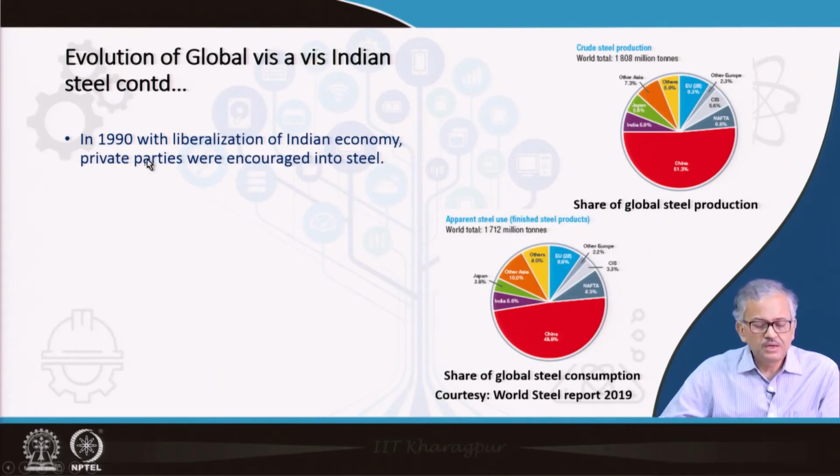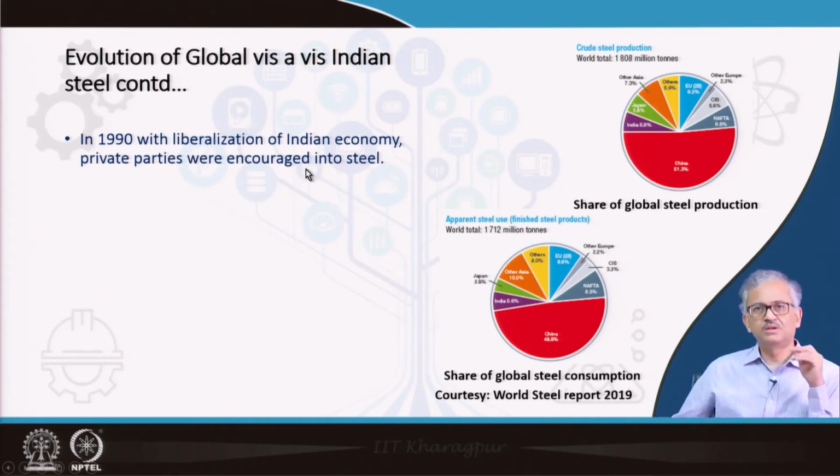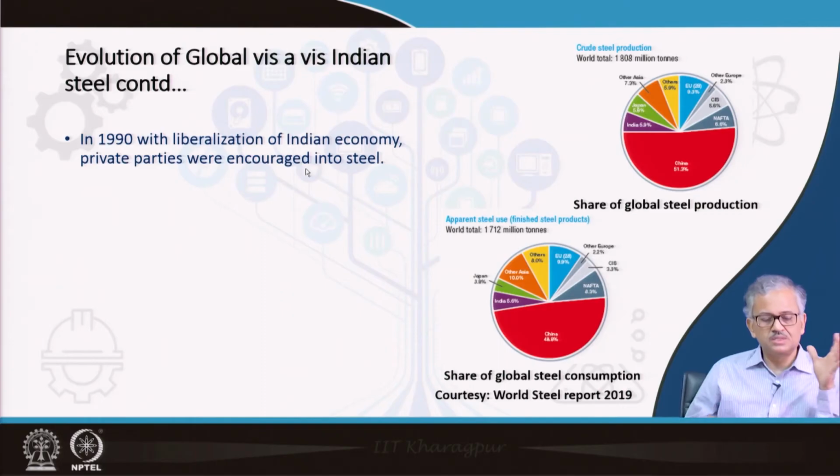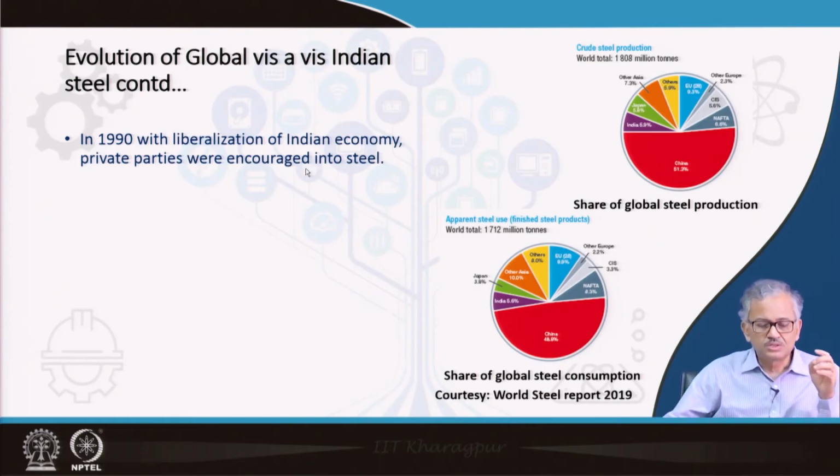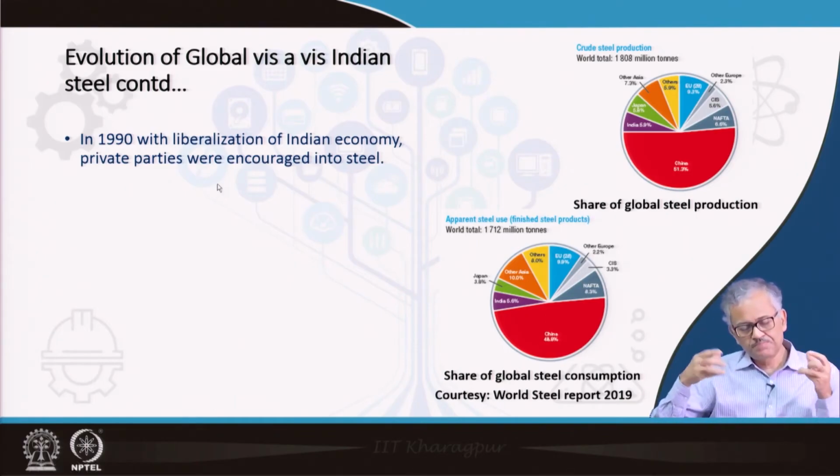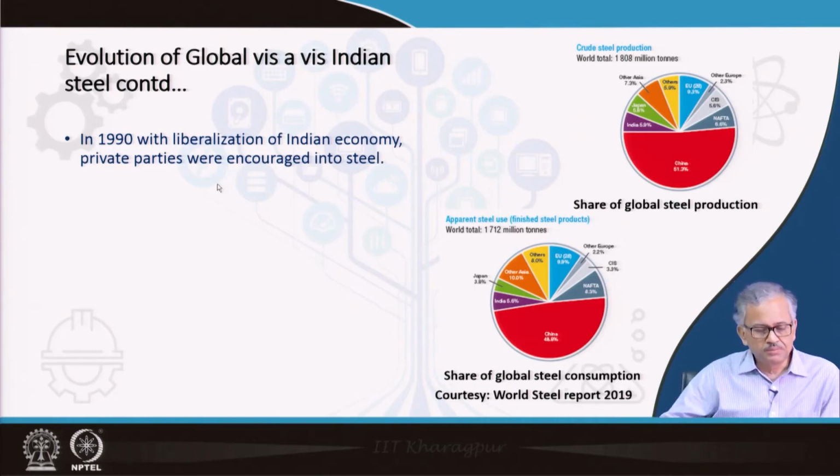So in 1990, with liberalization of the Indian economy, private parties were encouraged into steel. Initially, private parties were discouraged because of licensing, and the number of organizations from where they had to get licenses. A lot of corruption erupted during that time, so private parties were not encouraged. But after liberalization, the government deregulated and decontrolled a lot of things. As a result, private parties found it a very congenial atmosphere to participate in steel making.